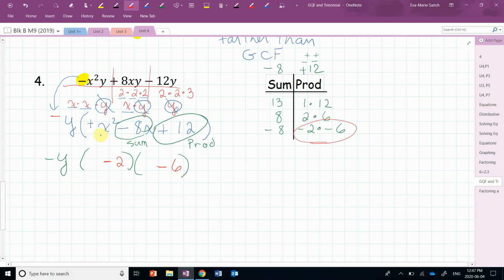And then we factor the first term. So x squared becomes x times x. So we're going to put x in the front of both of those, 1x in each. Again, 3 marks. 1 mark for our GCF and 2 marks for the correct binomials.